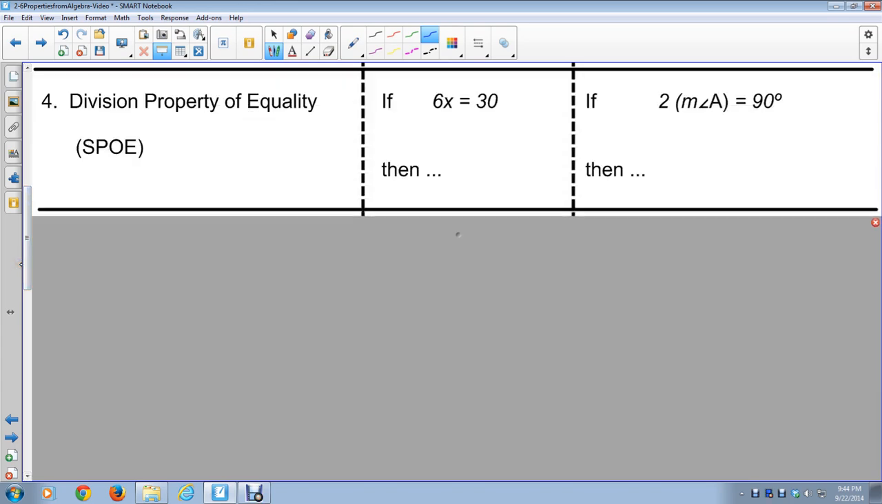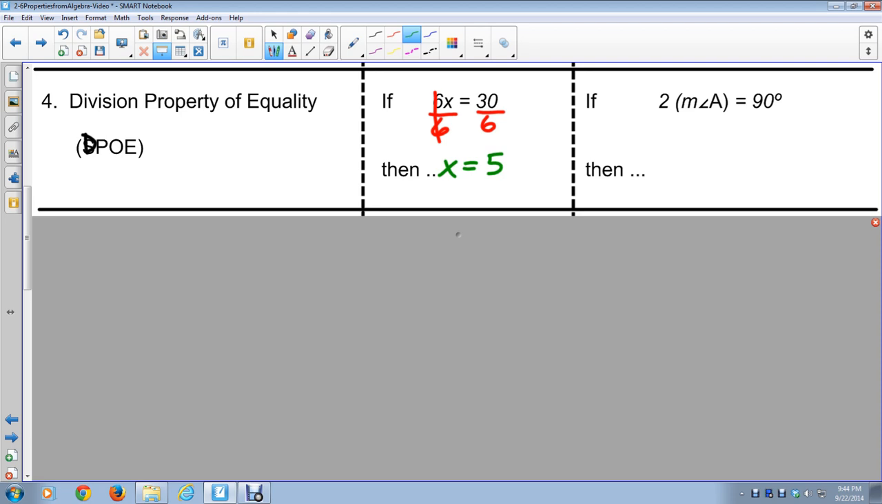Division property of equality. And that's a typo. That should be a D. Change that to a D, please. If 6x is equal to 30, I've got 6 times x. The opposite of multiplying is dividing. So I would be dividing to get x is equal to 30 divided by 6, which is 5.